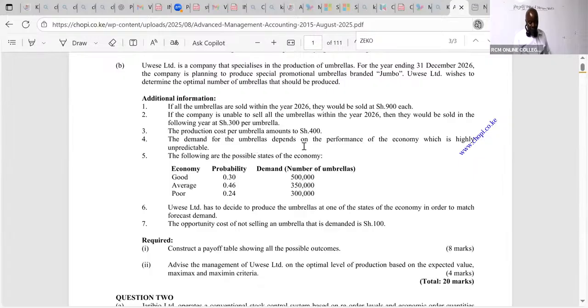The demand for the umbrellas depends on the performance of the economy, which is highly unpredictable. The following are the possible states of the economy. We have economy good, average, poor, probability. Then we have the number of umbrellas demanded. DL Limited has to decide to produce the umbrellas at one of the states of the economy in order to match forecast demand. The opportunity cost of not selling an umbrella that is demanded is 100. So you can see the demand there, 500, 350, 300. Great.